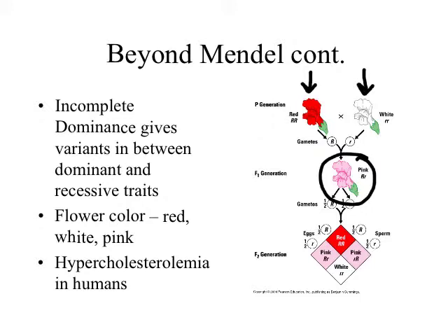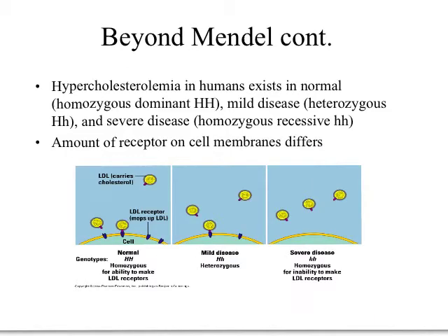A human example would be a condition called hypercholesterolemia, which is the accumulation of cholesterol, the LDL, in your blood. We'll talk about that now. Hypercholesterolemia in humans exists either as normal, which is homozygous dominant, big H, and what this means is that if you're normal, big H, then your cells have the ability to make receptors for this LDL cholesterol.